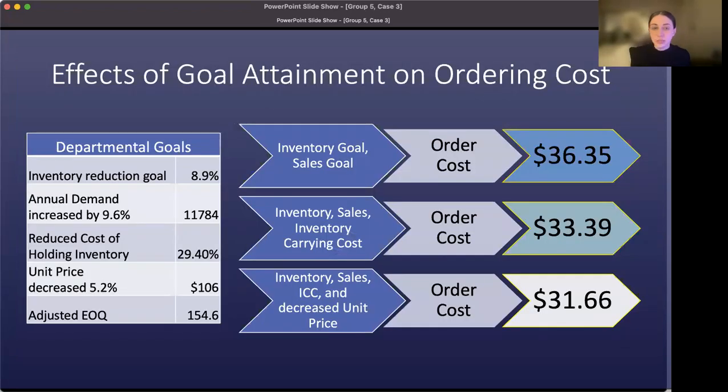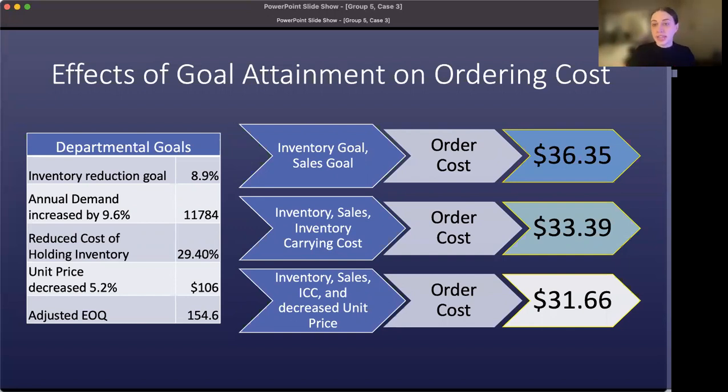This slide is building out and addressing those performance goals that we discussed in the Executive Strategic Roundtable and is showing how those goals can affect our bottom line. So the chart on the left is listing all of the goals, and the right-hand side is detailing some various combinations of these goals and how it's going to affect ordering cost. And we're going to start at the top and get increasingly more complex.